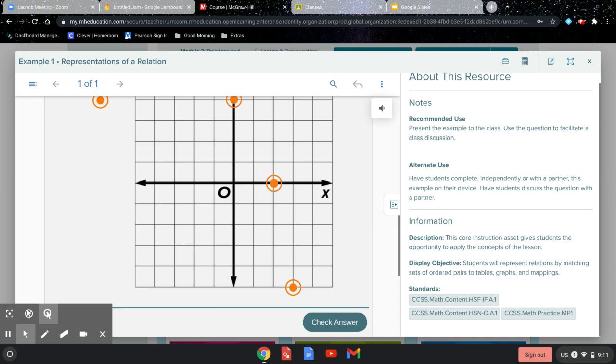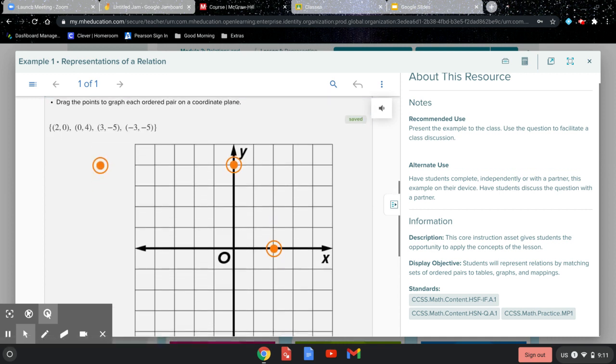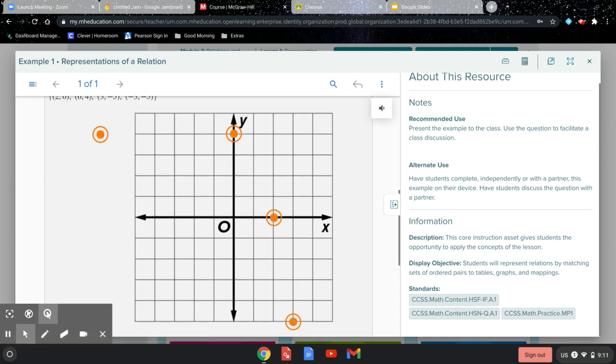And my last ordered pair is (-3, -5). So if it's negative, I go this way and I go down. And that's where those points should be.